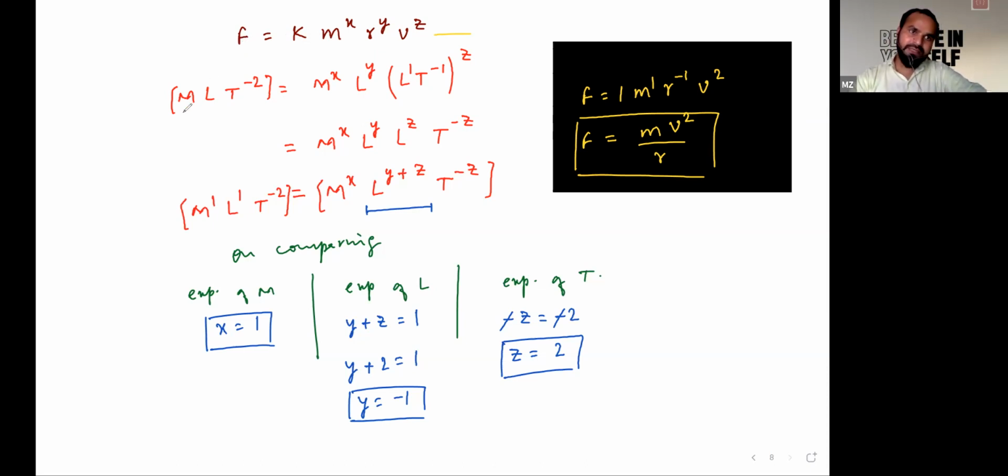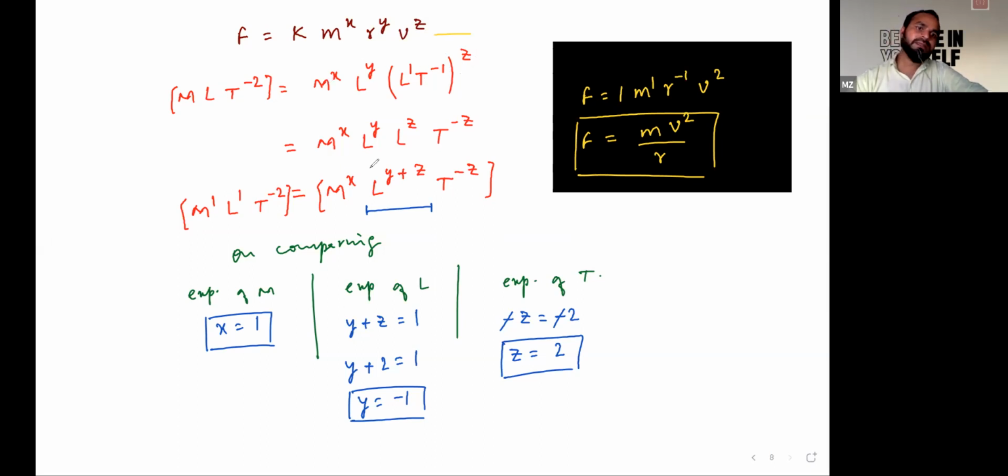For force, we have dimension MLT^-2. K is nothing but a proportionality constant, and it is dimensionless, so just remove it. M has dimension M^x. R is the radius, which has dimension L^y, and V is velocity, which has dimension LT^-1, and the whole is raised to the power z.